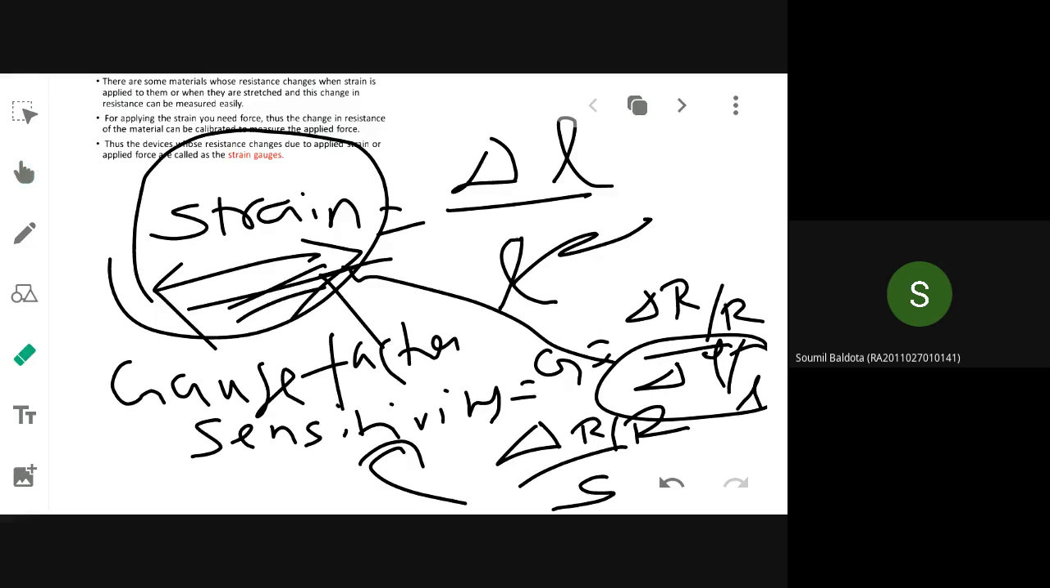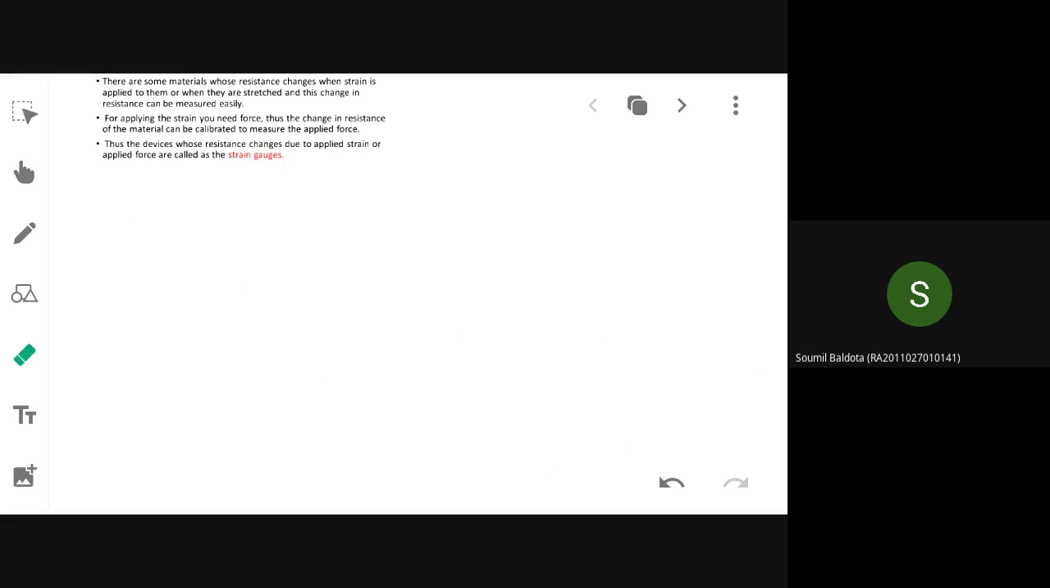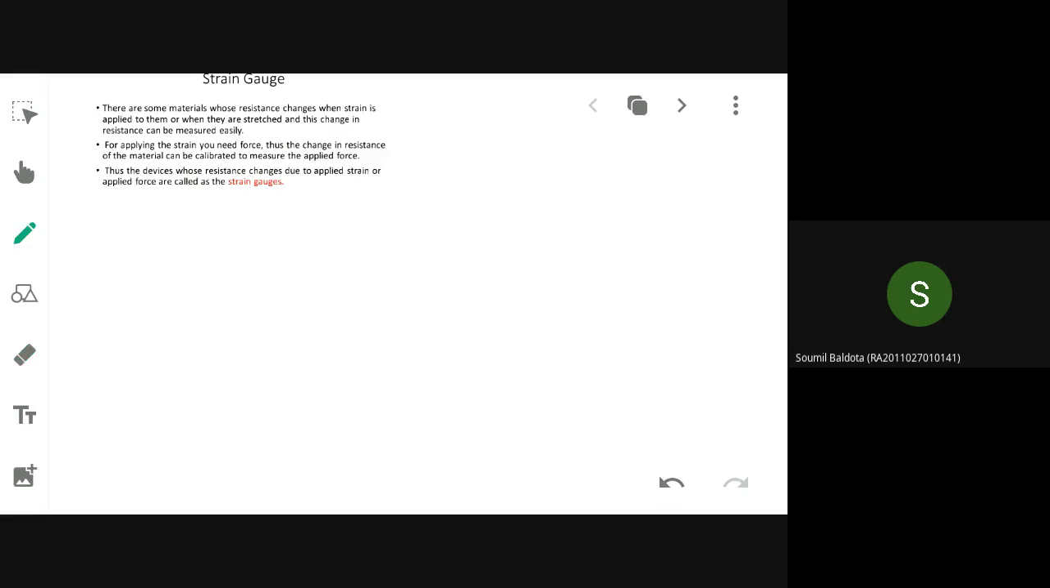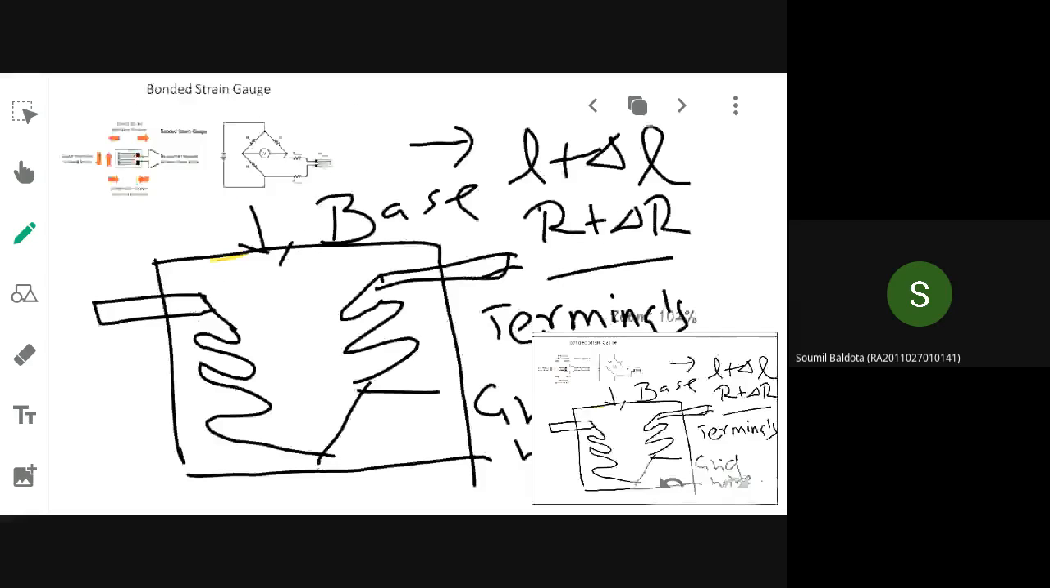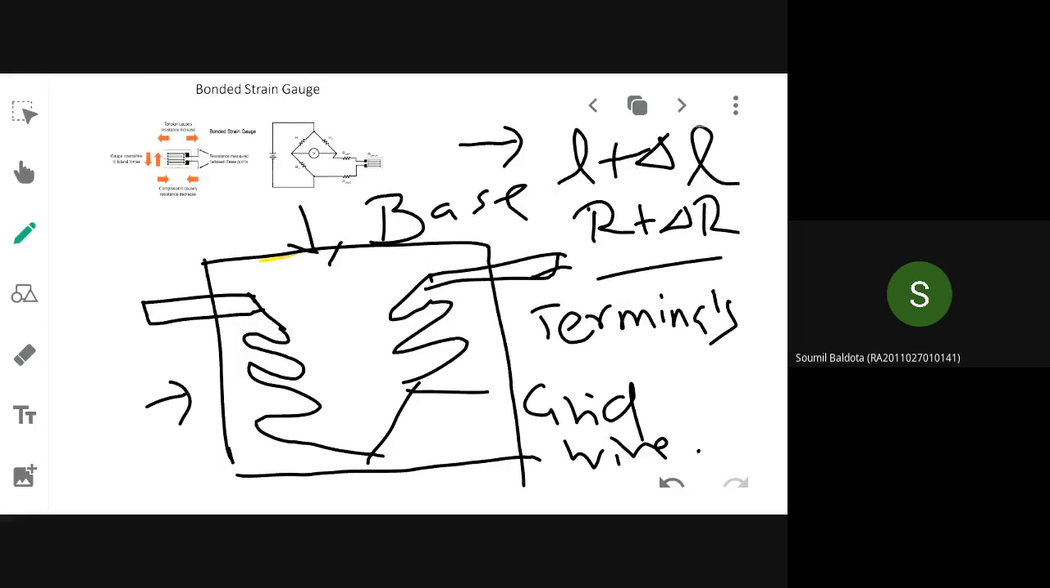Okay. Now, with this being over, let us discuss the different types of strain gauge. There are two types of strain gauge actually. One is bonded and the other one is unbonded. Unbonded strain gauge and bonded strain gauge, that we will discuss now. So this diagram shows your bonded one.